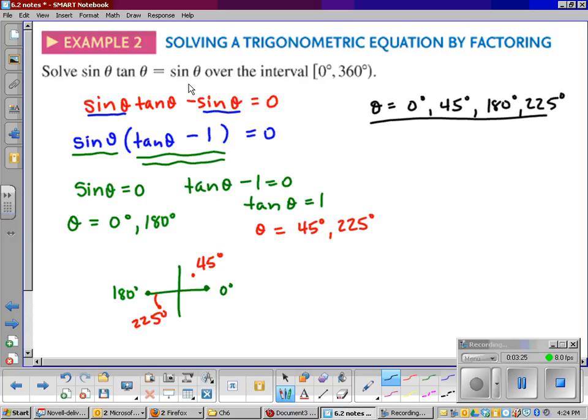If you graph this to check your answers, then I recommend subtracting the sine to the other side, just like we did right here, and put this expression in your F1, and then look for the zeros instead of looking for the intersections of sine and tangent and sine. Zeros are easy to find, and sometimes with the trig functions, the intersections can get kind of messy.